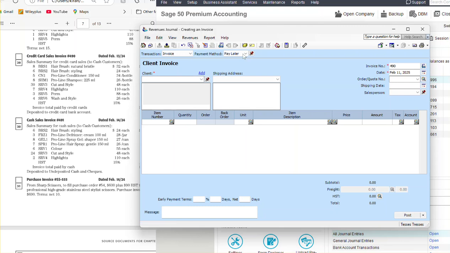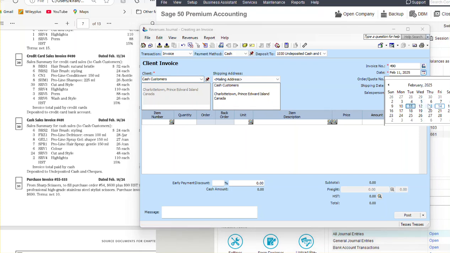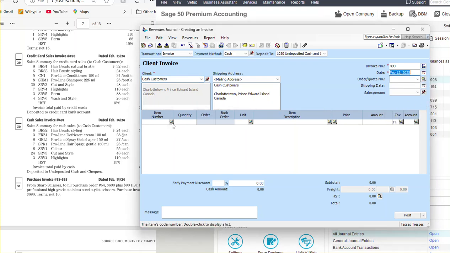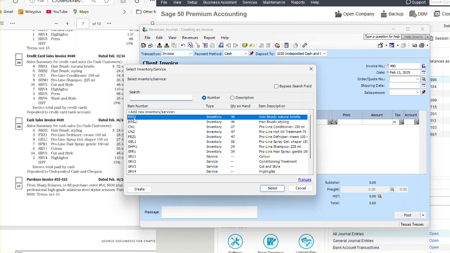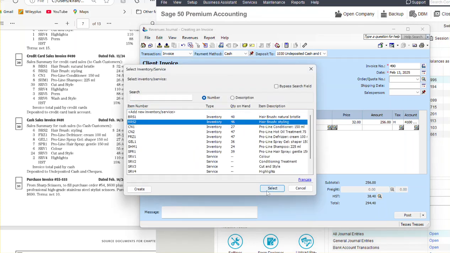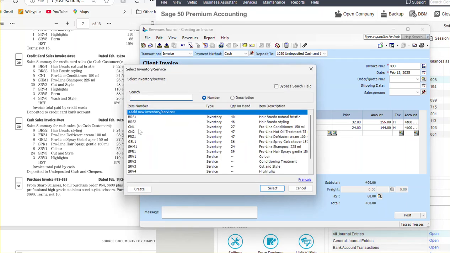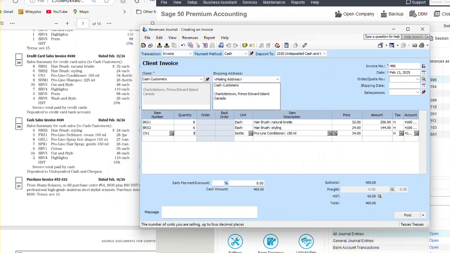Now going to the next one. It is my credit sales. Instead of pay later, we have a credit card, and it is for cash to customers. Where is my cash customers? The invoice is $490. The date is February 13. So I will do that. The first one, we look for BRS1, and that is for 8. BRS2, and that is also 6. CN1, and that is your 5.